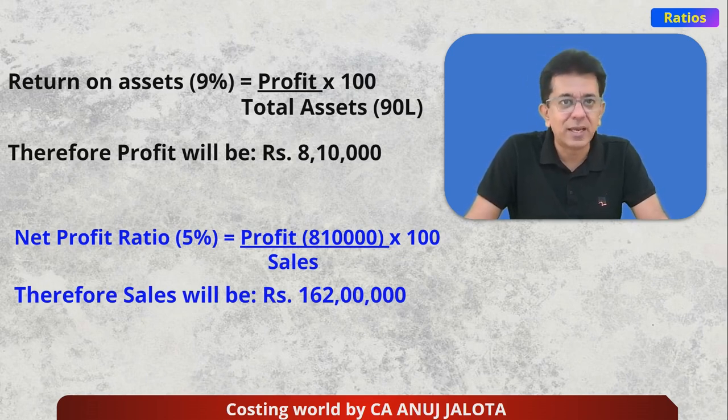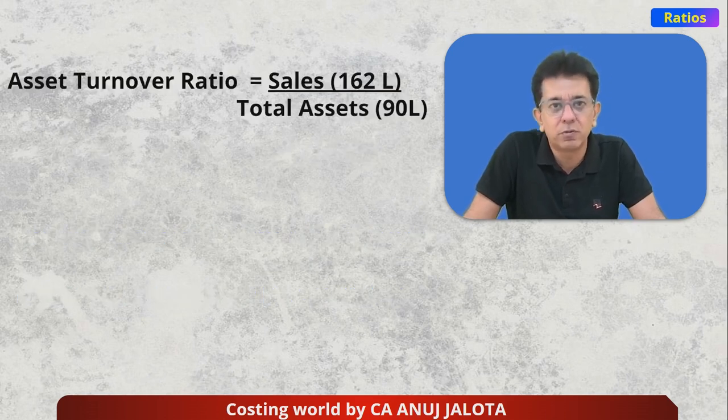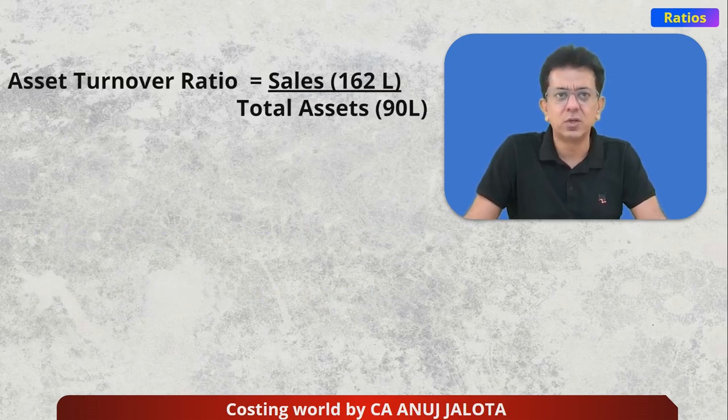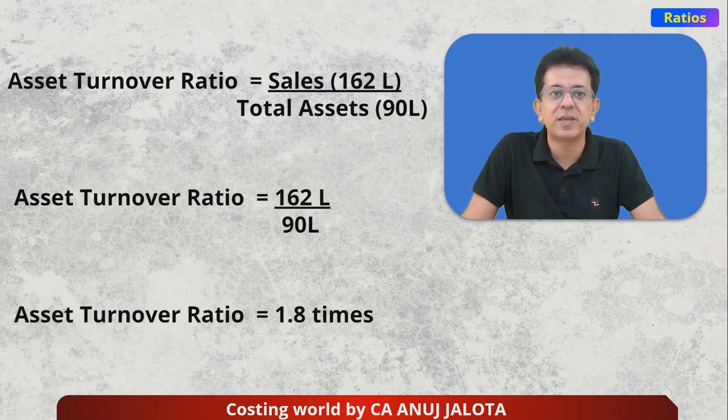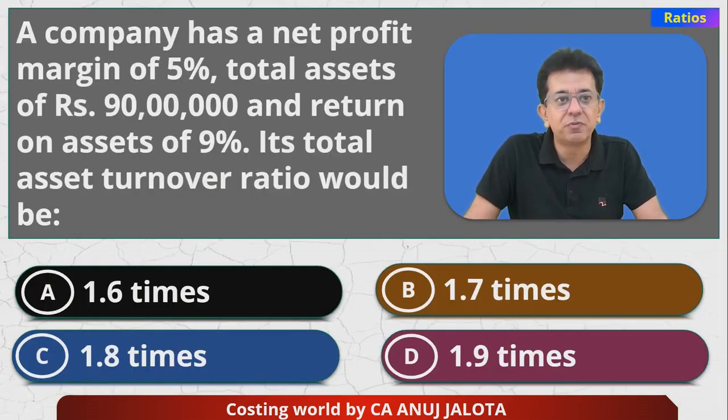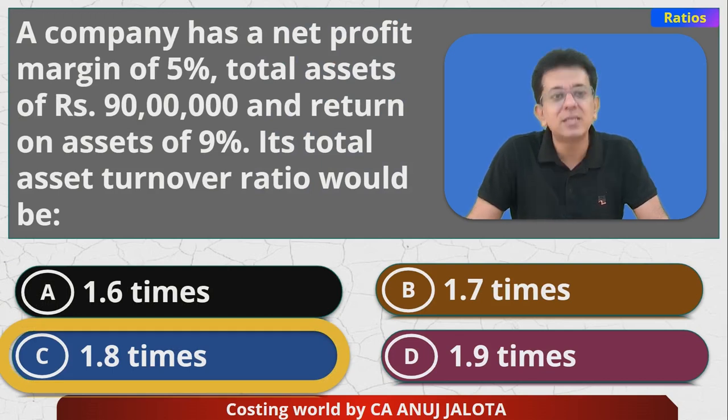Once this is done, you have total assets, you have sales. Apply your formula as such. So asset turnover ratio will be sales upon total assets. So therefore 162 lakhs upon 90 lakhs. So finally, this will be 1.8 times. So out of the four options, I guess C is going to make maximum sense. Please circle C. That is the correct answer.